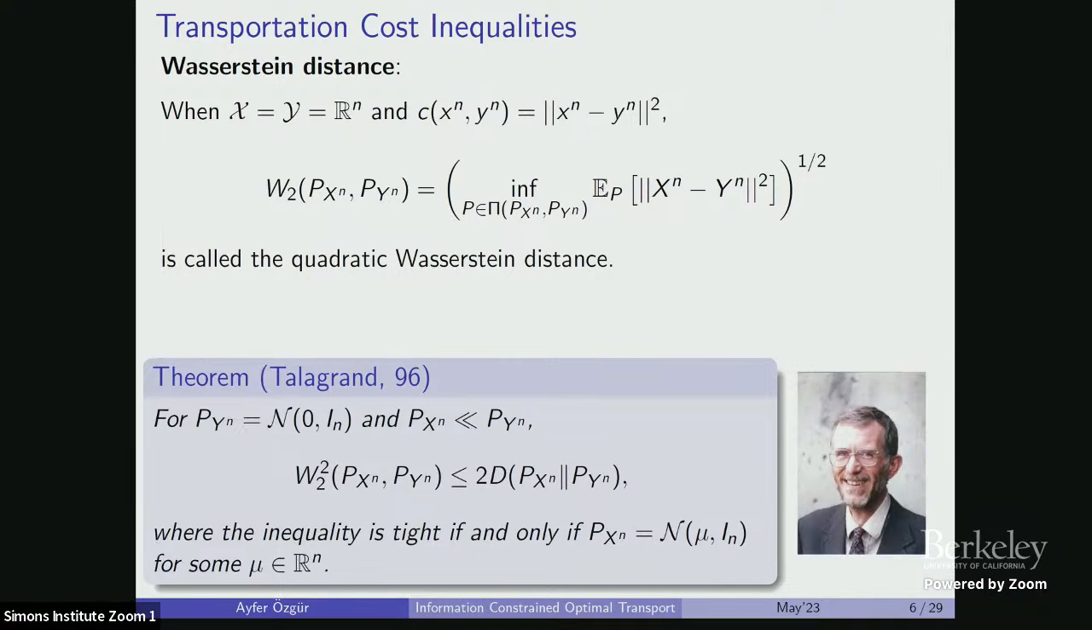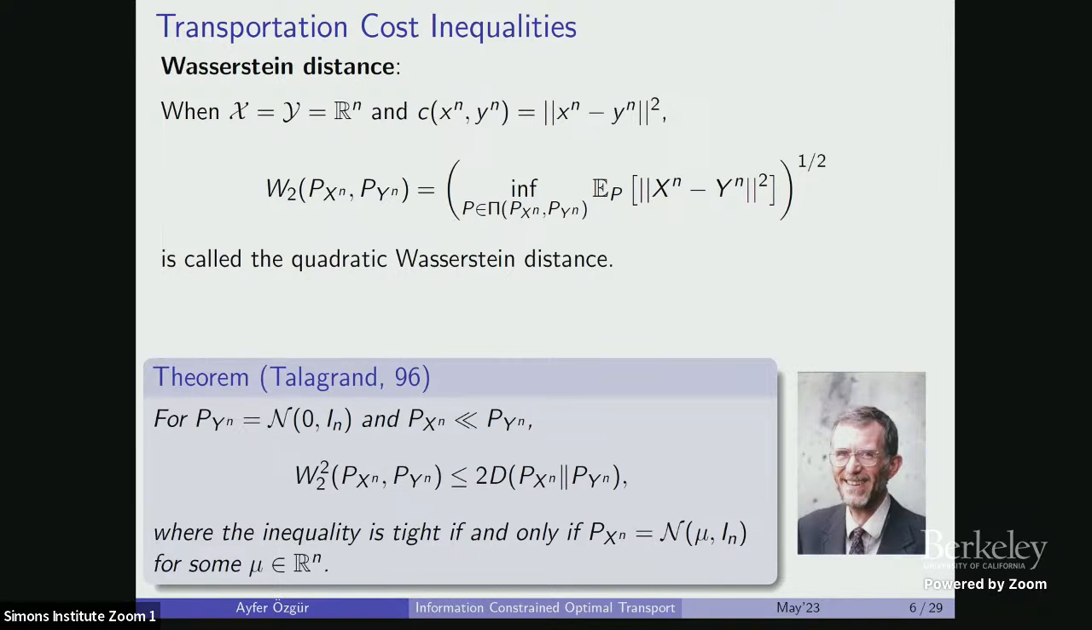Okay, and one way to interpret this inequality would be that we can use Wasserstein distance to measure similarity between distributions. KL divergence is another measure for measuring similarity, dissimilarity between distributions. So this inequality says that this measure is always bounded by 2 times this measure.